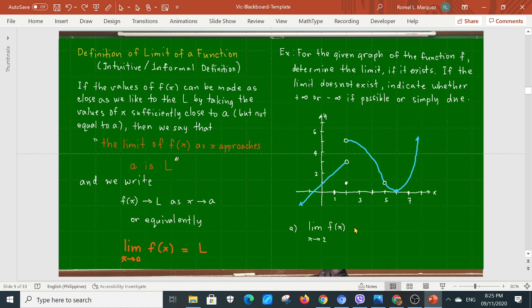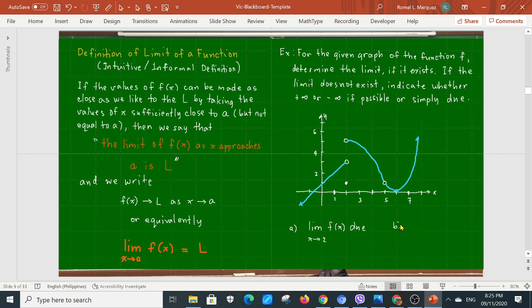DNE, sir. DNE, does not exist. Because from the left, 3, from the right, 5, they are not equal. Therefore, collectively, the limit does not exist. But if you're asked only from the left of 2, the answer is 3. From the right of 2, the answer is 5. Okay?